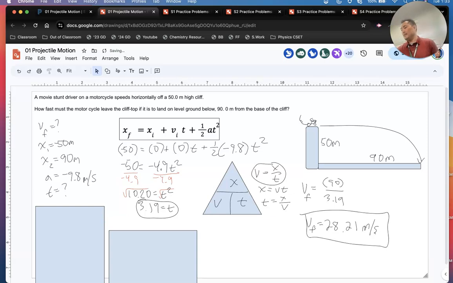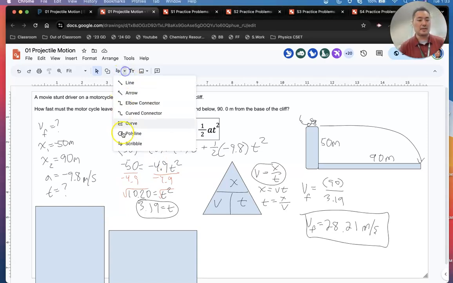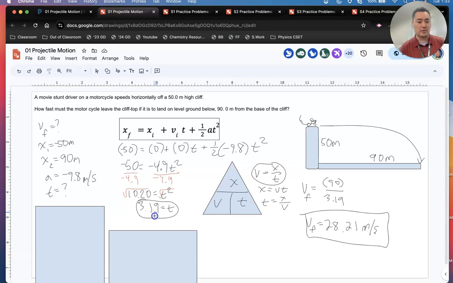28.21. And I'm going to start labeling things so I know which answer belongs where. So t, that should say seconds. And then 28.21 is my meters per second. That way, when I do these problems, it has a little bit more meaning. I can tell, okay, I just found time, and now that I found time, I can plug it in to find velocity. But that's how you do the first physics problem for today.